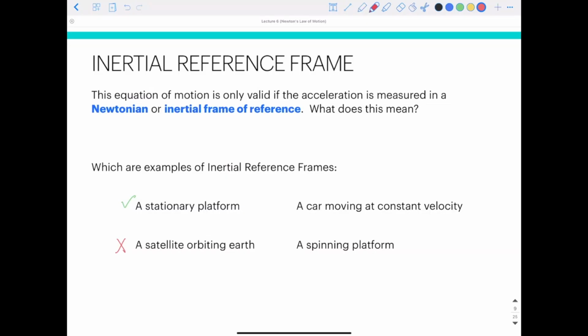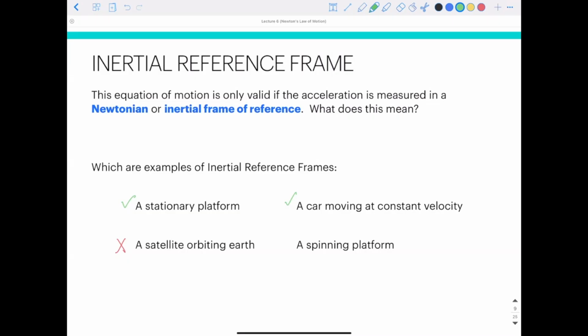So a car moving at constant velocity, how about this, the top right? A car is moving, but it has constant velocity. I think, yes, we can take that as an inertial frame for reference. Yeah. So the velocity is constant. It's not changing direction or speed. So that would count as an inertial reference frame. We can apply these laws of motion and we'll still get correct results.